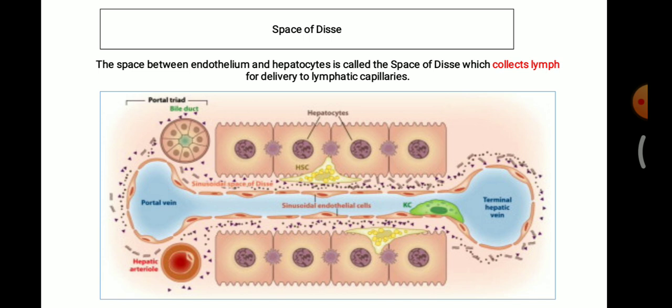Next is the space of Disse. It is the space between endothelium and hepatocytes, which collects lymph for delivery to lymphatic capillaries. You can see in this figure that the role of the space of Disse is collection of lymph for delivery into lymphatic capillaries. You must be trying to understand where this space of Disse is. It is mentioned in the red lines, so you just find out where it must be located.